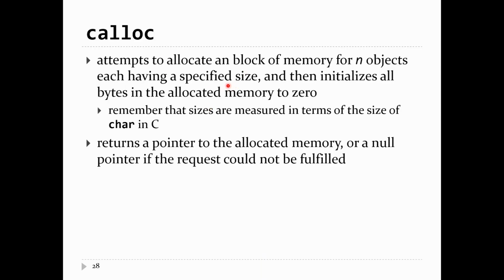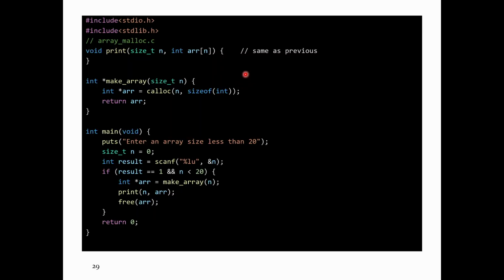Okay, so if you want initialized memory where everything's zero, you should use calloc. That's what calloc does. Calloc will initialize memory for n objects, each having a specified size. The way you call calloc is a little bit different. You say I want n things, comma, the size of each thing that you want. So it's a little bit different than using malloc.